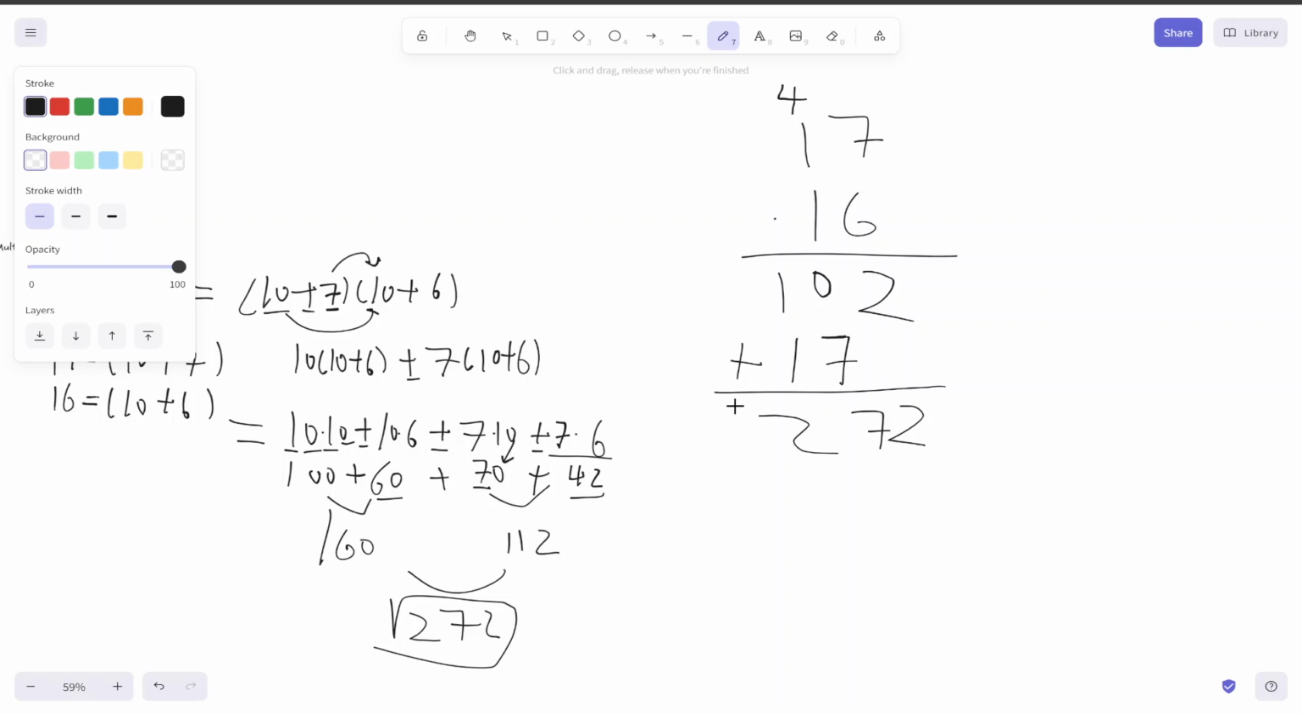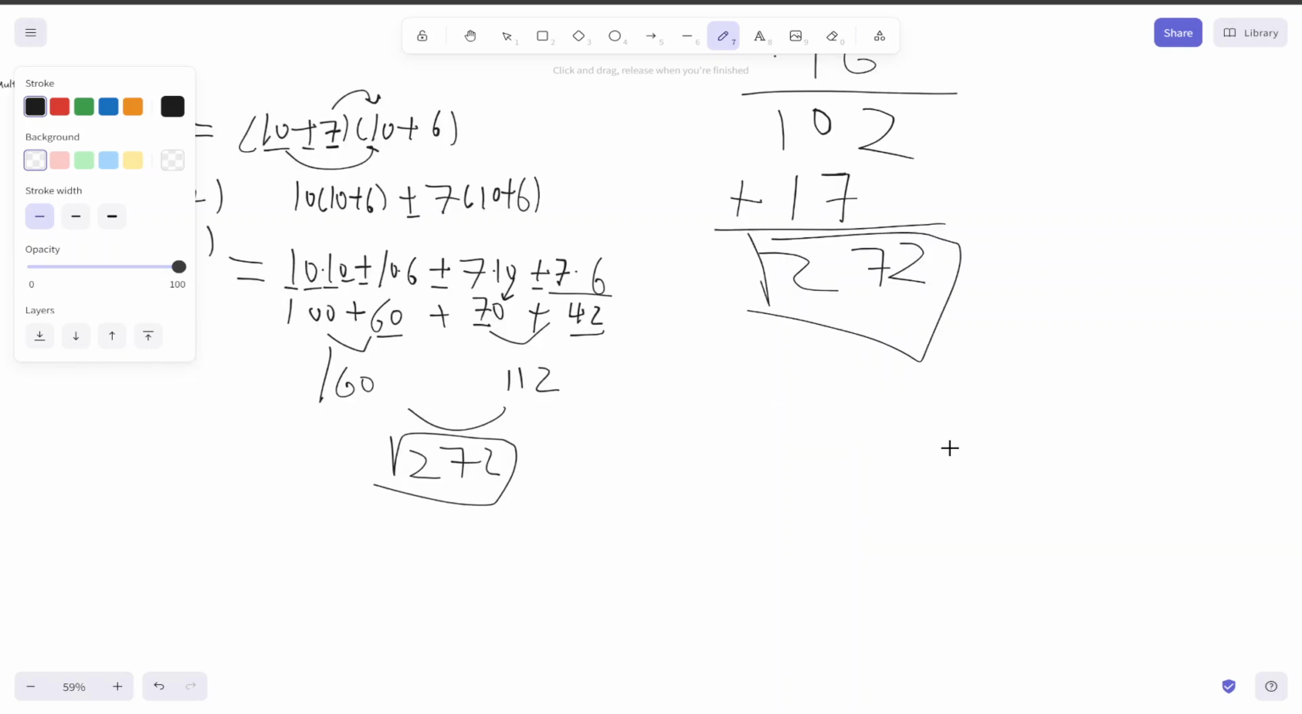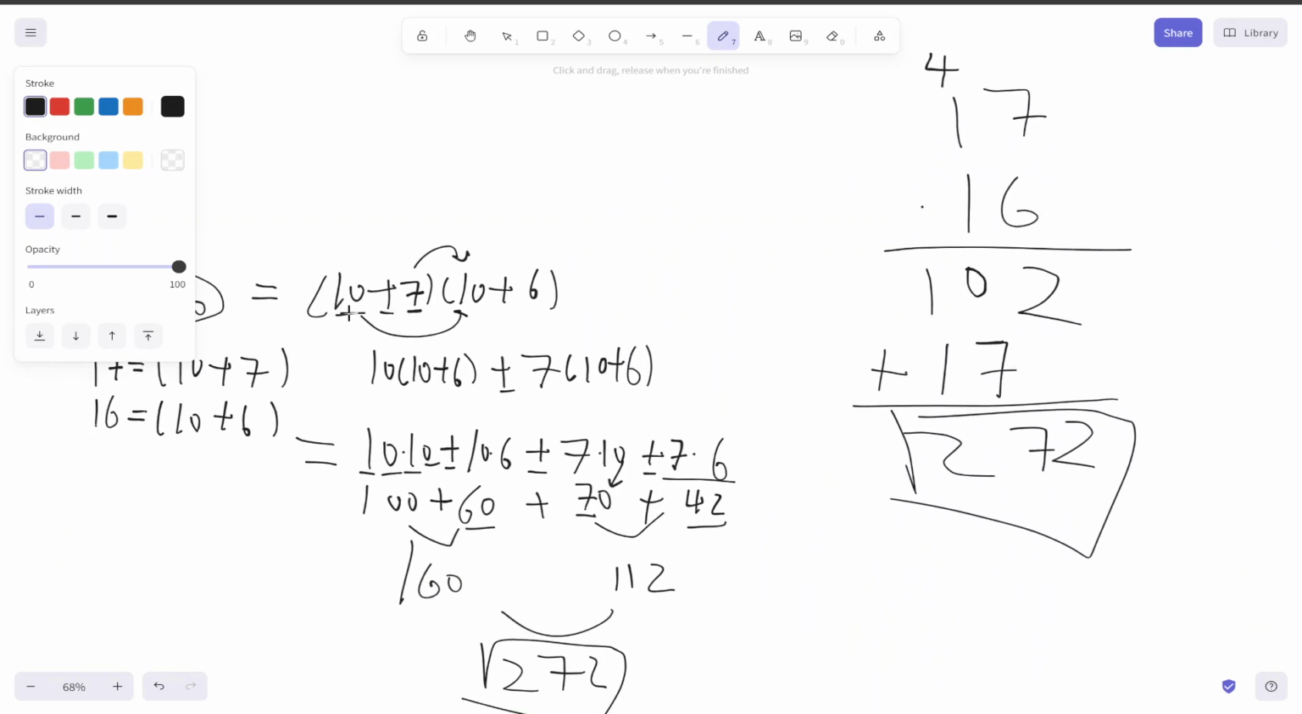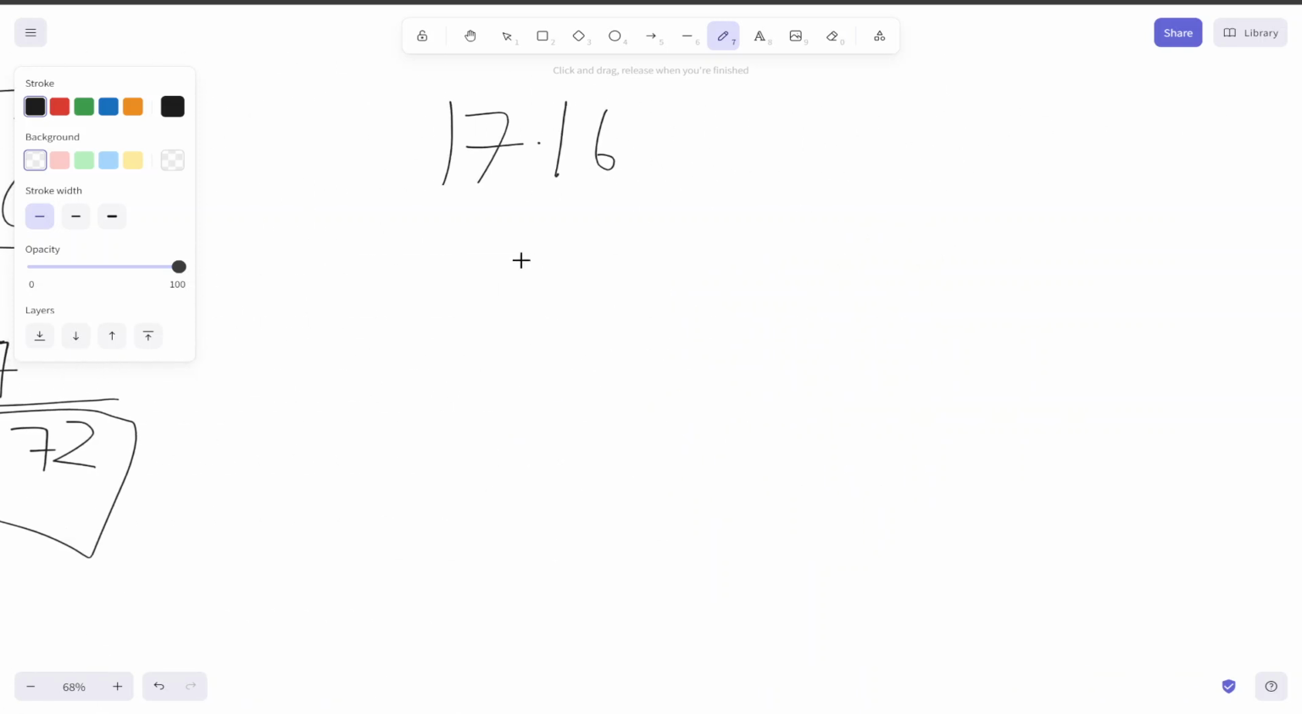272. Yep, and indeed these two results do agree. But we can actually think about this in a different way, right? Because when we are breaking it into 10 and 7, we're effectively just trying to make it nice in the sense that we bunch together the 10s and bunch together the 1s. But we can do this in a separate way, because 17 can also be written as 20 minus 3. Right, this is 17. And 16 can be written as 20 minus 4.